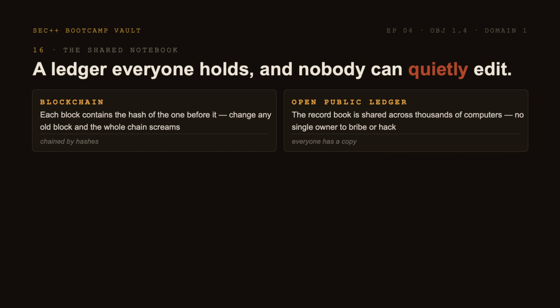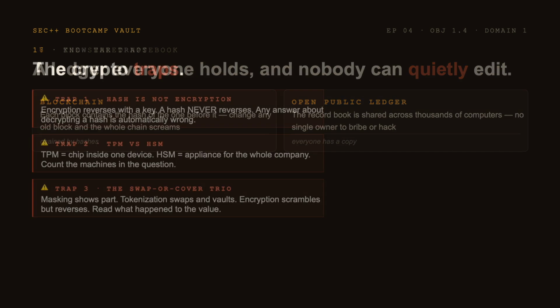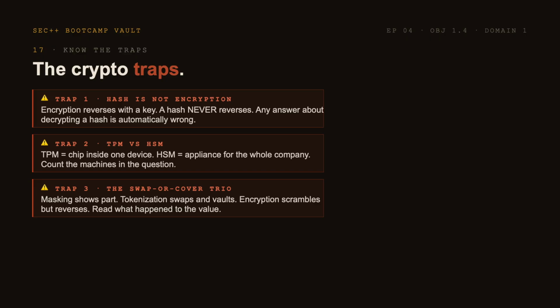The crypto trap list. Trap 1. Hashing is not encryption. Encryption reverses with a key, a hash never reverses. Trap 2. TPM versus HSM. Count the machines. One device means TPM, the whole company means HSM.